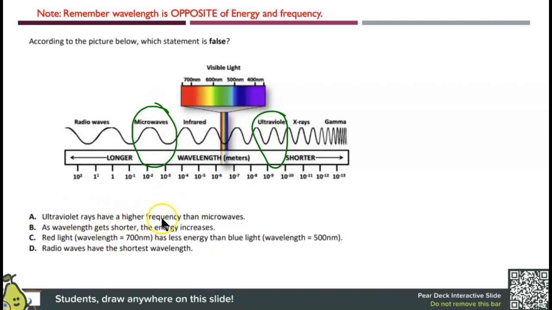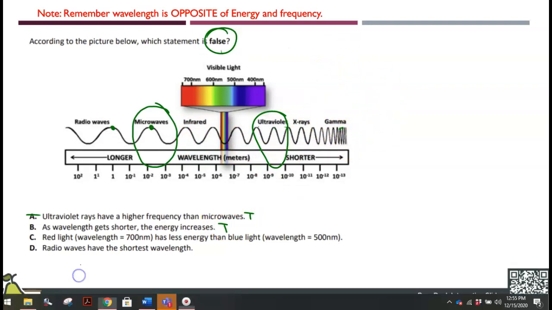Do ultraviolet waves have a higher frequency than microwaves? Yes. Look, the circles are almost similar, but I have like 2.5 here and I only have 1 wave here. So that is true. That one's not it because we're looking for the one that is false. As the wavelength gets shorter, wavelength is from peak to peak, and they get shorter the more right you are, because the peak to peak is a lot shorter here. So as wavelength gets shorter, the energy increases. So that is true, because the energy is also increasing here.